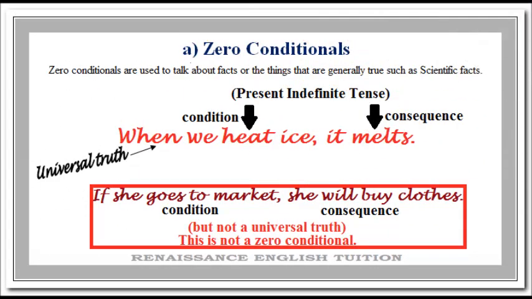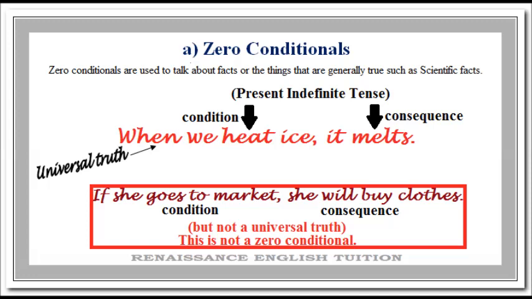So, let us start with the zero conditional. Zero conditionals are used to talk about facts or things that are generally true, such as scientific facts. For example, when we heat ice, it melts. "When we heat ice" is the condition, and when this condition is fulfilled, the result of melting is obtained. And this is a verified fact which is universally true.